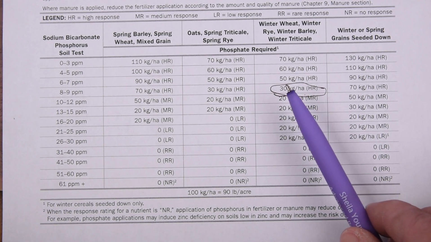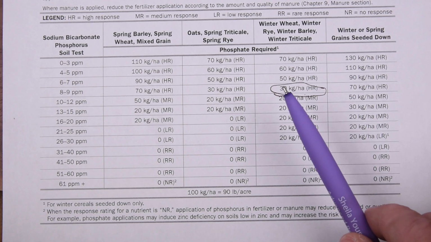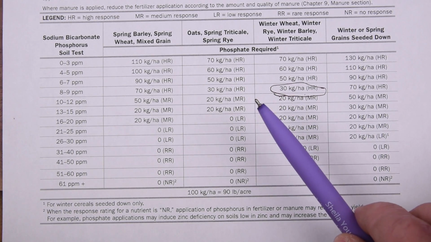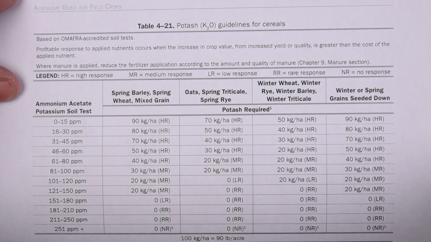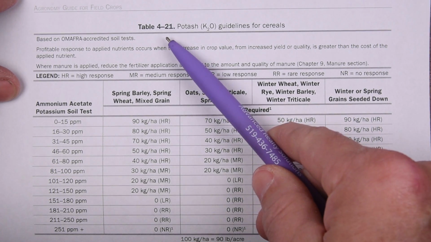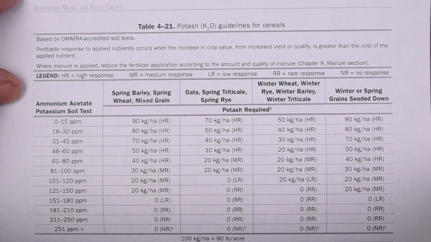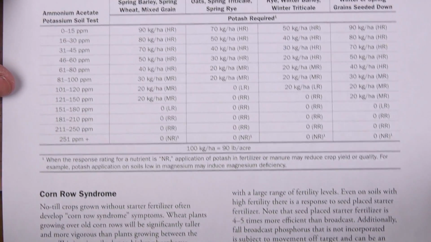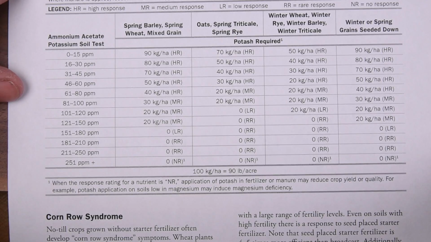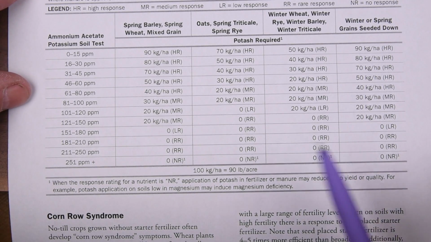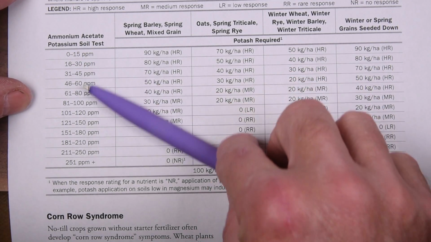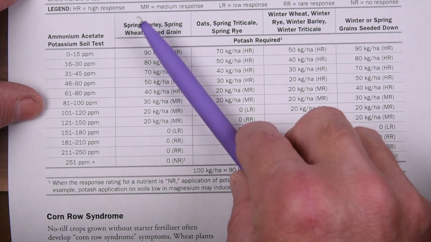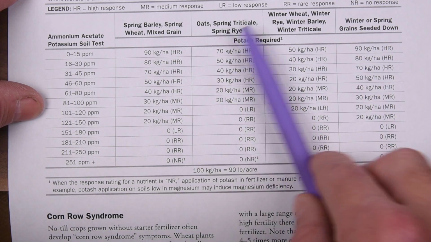So the last nutrient we'll look at is potassium, and you'll see some similarities between potassium and phosphorus, or you should anyway. This is the potash table for cereals. It is table 4-21, and it is on page 132 in the Agronomy Guide. You can see it looks very similar to the phosphorus table we just looked at. The only difference really is, well, the numbers are different, but it's the ammonium acetate potassium soil test values on the left-hand side, and you'll see the listing of crops as you go across the top.